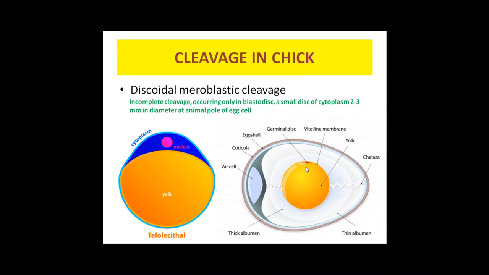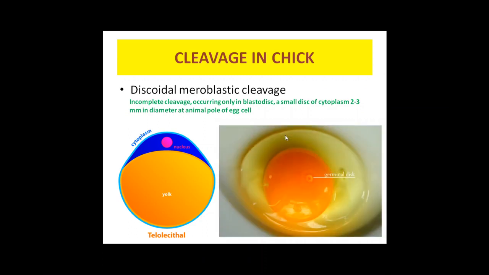Discoidal means it occurs in a disc of cytoplasm which is available. This disc of cytoplasm is called blastodisc or germinal disc. It is a small disc of cytoplasm 2 to 3 millimeters in diameter at the animal pole of egg cell. And meroblastic cleavage means the cleavage is incomplete, occurring only in the blastodisc and not extending throughout the egg. If you see a real egg, this is how germinal disc will appear in the yolk.